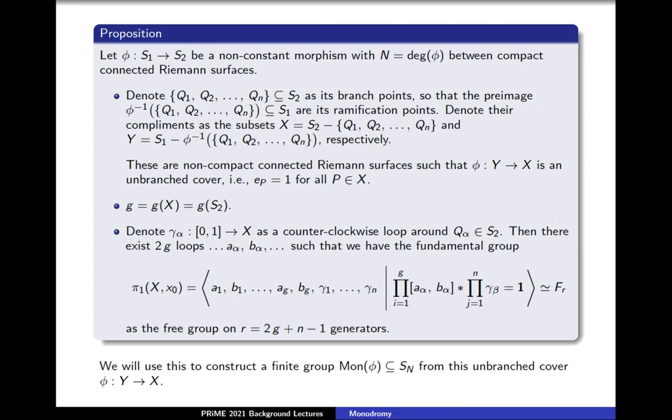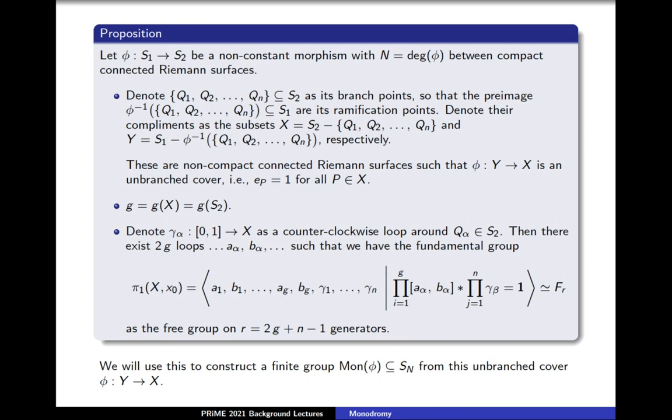So if we look at the number g, let's let that be the genus of X, and that's equal to the genus of S2. Let's denote by gamma sub alpha from the interval 0 to 1 into X, a counterclockwise loop around Q sub alpha in S2. Then there exist two g loops, a sub alpha, b sub alpha, such that we have the fundamental group. So pi 1 of X based at x naught is equal to the group generated by a1, b1 up to ag, bg, and generated by gamma 1 up to gamma sub little n, with the following one relation.